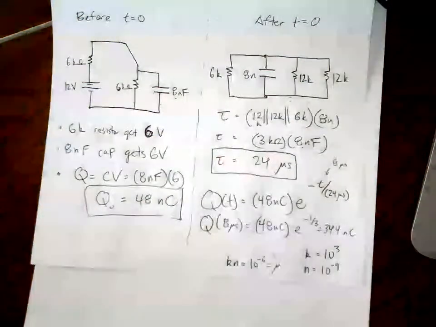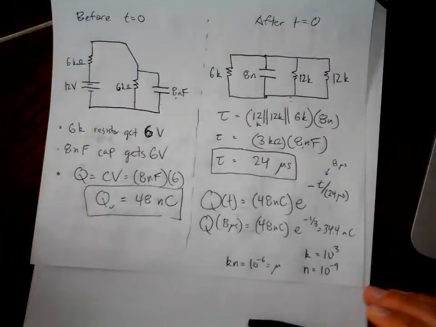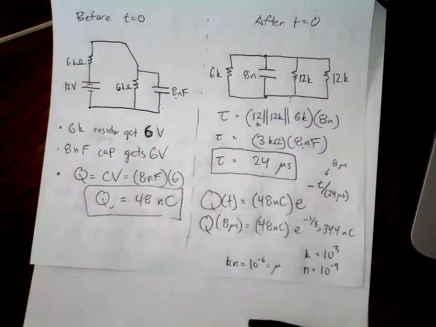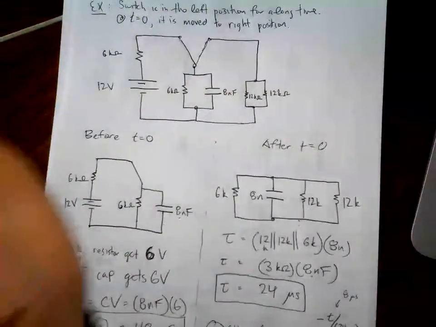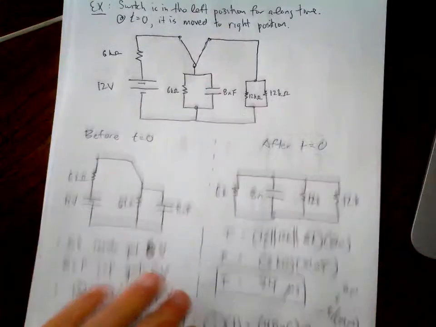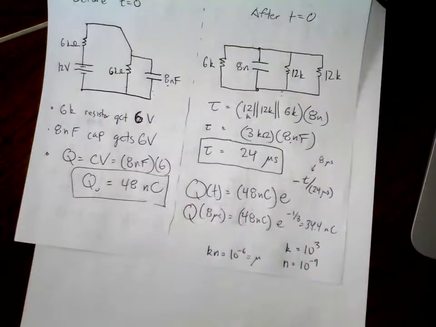All right. So the AP exam especially likes to give these questions where you have a switch that's in one position for a long time and then it's moved at time 0 and you have to get, I don't know, Q of T or something like that. All right. So that's my lesson for today.